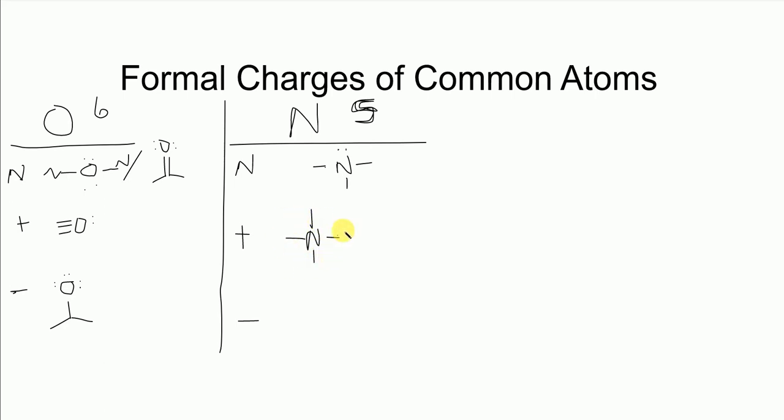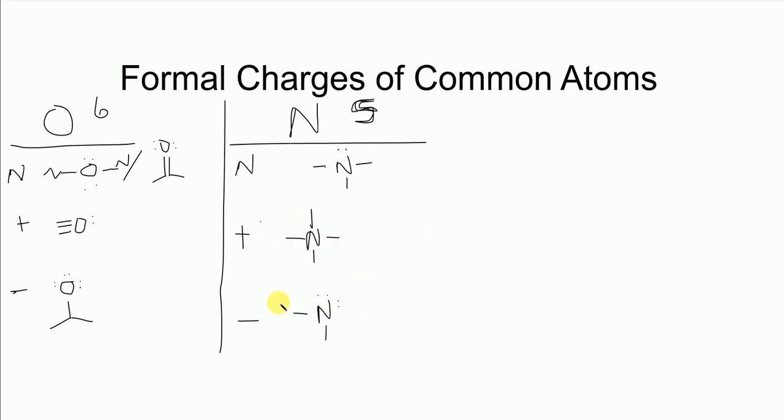4 bonds on nitrogen is the positive version. So 5 minus 1, 2, 3, 4, 1. Okay? And the negative version of nitrogen is just the opposite, so I turn one of the bonds into a lone pair. So I have 2 lone pairs on nitrogen and 2 bonds. So 5 minus 1, 2, 3, 4, 5, 6. 5 minus 6, negative 1.